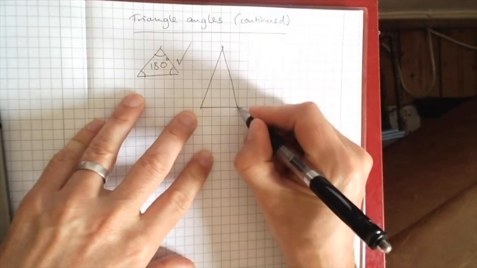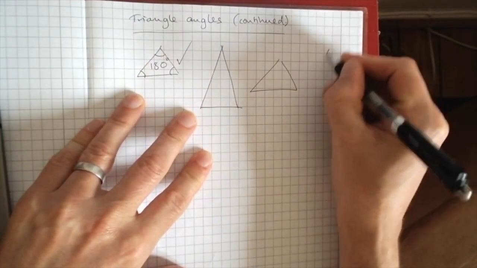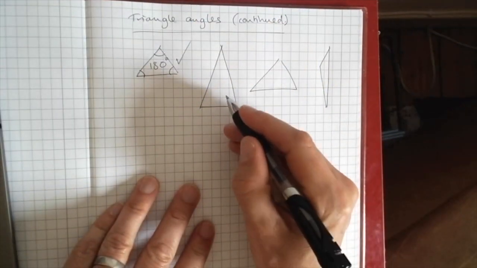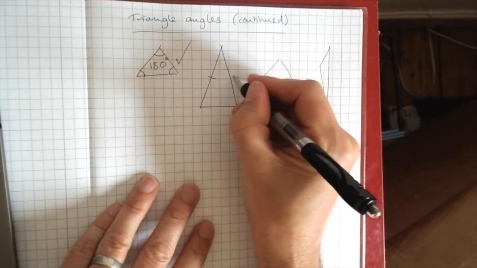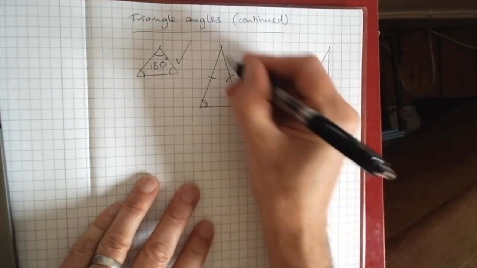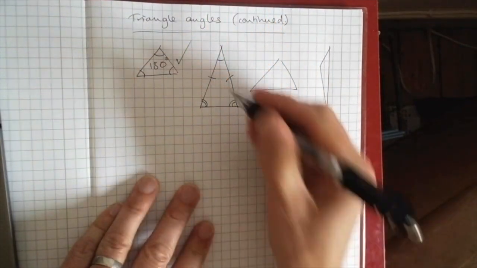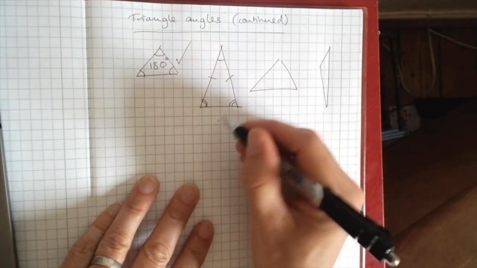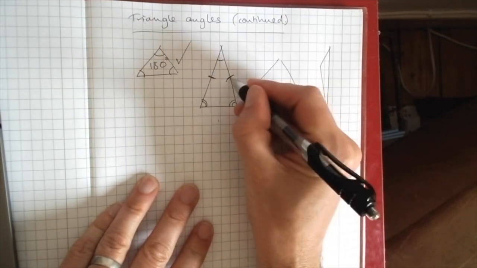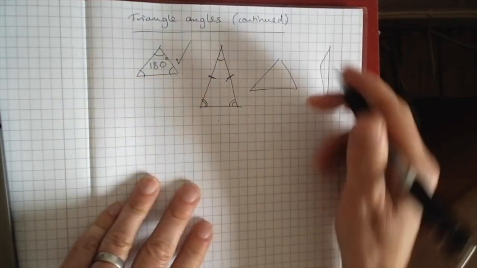There are 3 different types of triangle. They are this type, which has 2 equal sides and 2 equal angles. We can almost draw a line straight down the middle. This side is equal to that side, and this little line shows that they are equal sides. So this is an isosceles triangle.